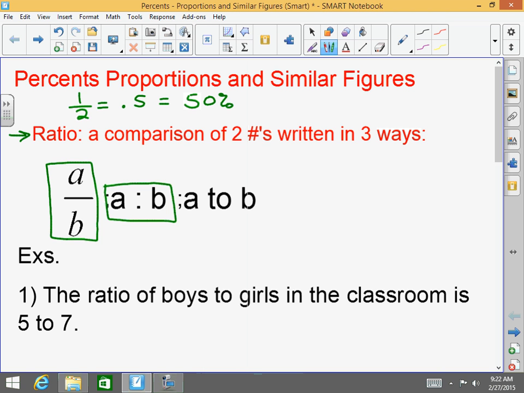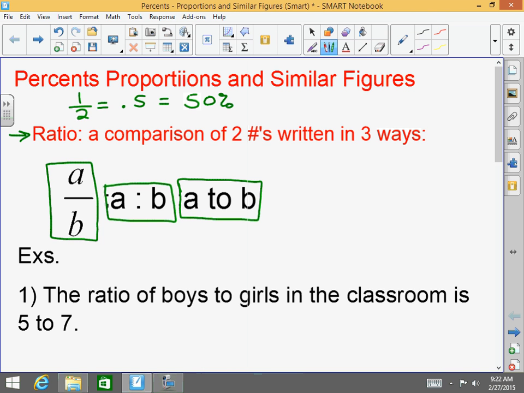And a ratio can also be written as literally A, the word to, and B. So those are the three ways to write a ratio. It's very important. You're going to see this on a lot of standardized tests. A lot of times when you're reading word problems, a lot of different scenarios, you will see ratios.